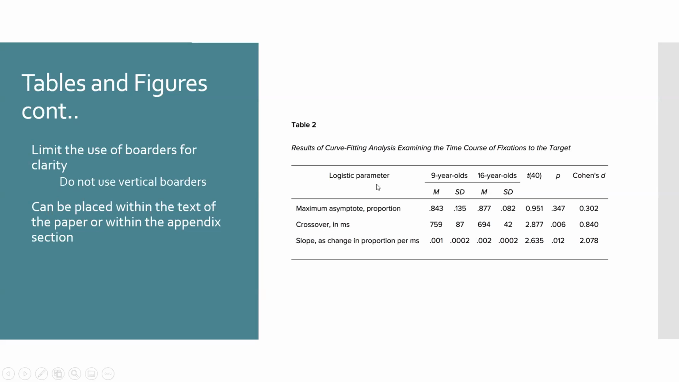Finally, tables and figures can either be placed within your text of the paper or within the appendix section. APA doesn't really care which one you do, so that is up to you as researcher discretion.